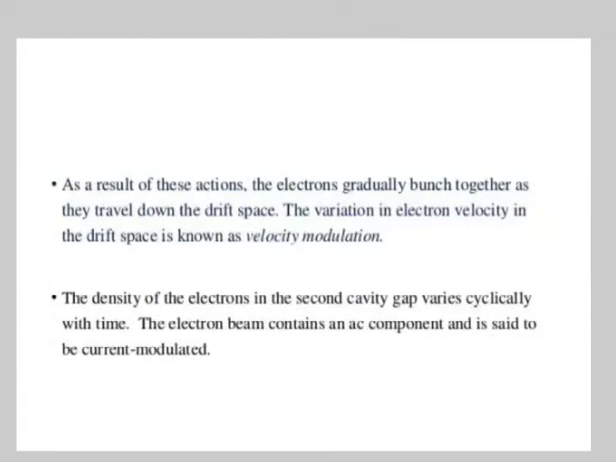As a result of this action, the electrons gradually bunch together as they travel down the drift space. The variation in electron velocity in the drift space is known as velocity modulation, and the density of the electrons in the second cavity gap varies cyclically with time. The electron beam contains an AC component, and it is said to be current modulated.